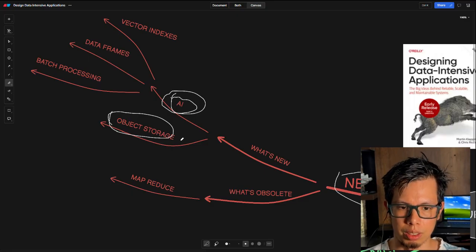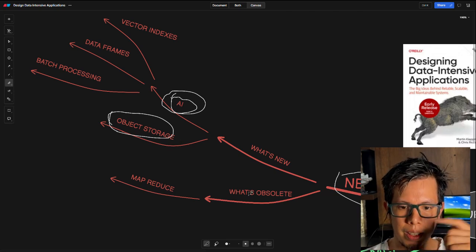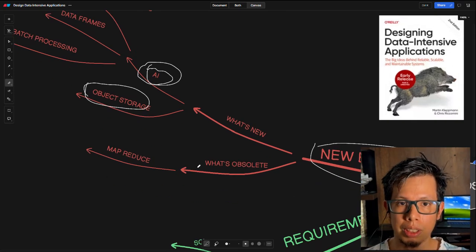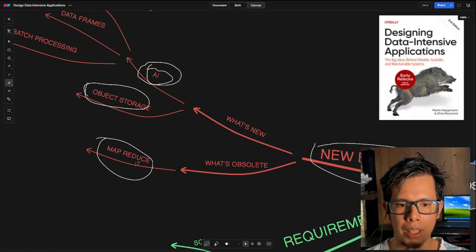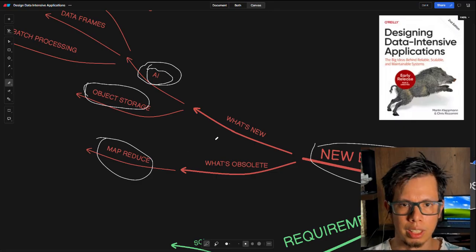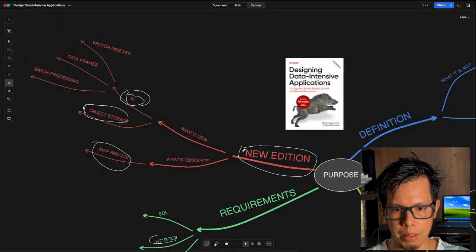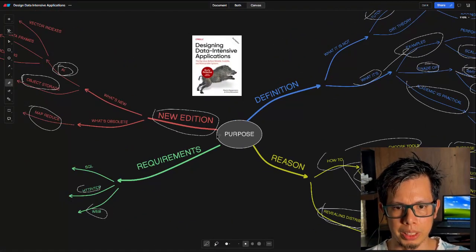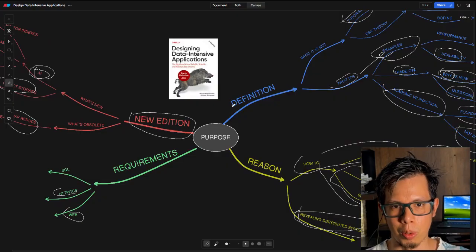I'm talking about S3 in Amazon, for example, right? And maybe there are some obsolete concepts that unfortunately are not available anymore, like MapReduce, which was covered in the old edition. So that's it. In general, that is the purpose of this book, and maybe the reason you would want to read it.